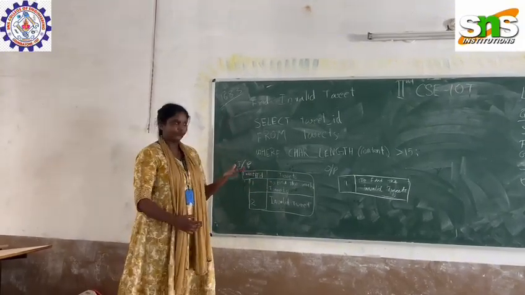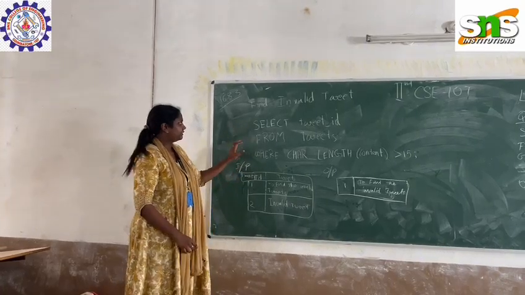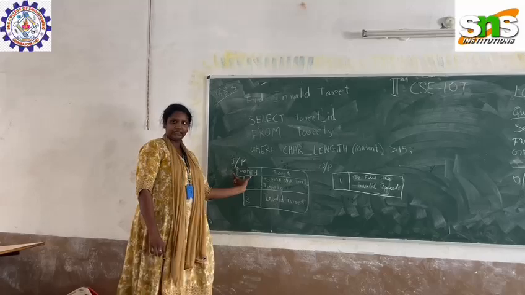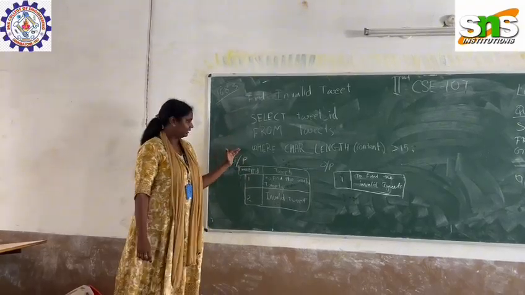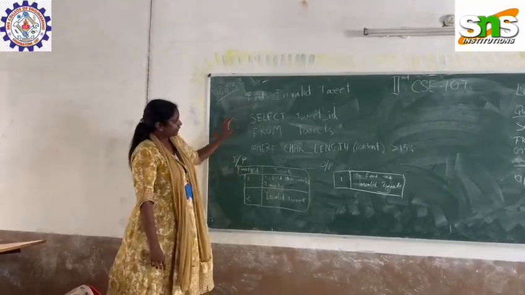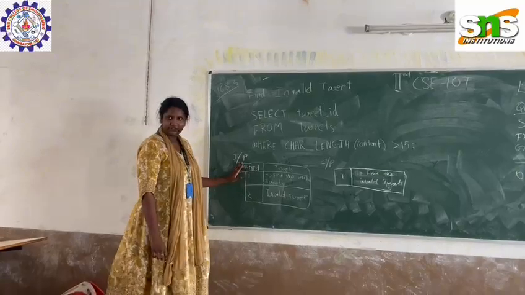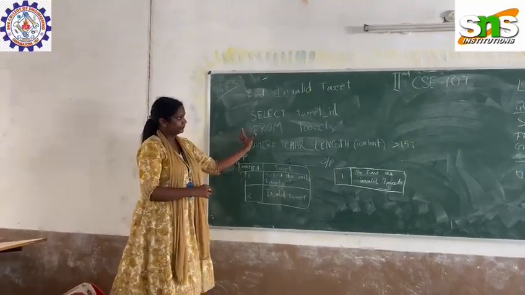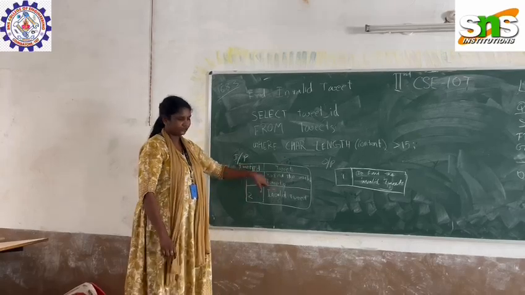And how are we going to express it in the code? Select tweet ID. I am explaining this in SQL. I am going to select the tweet ID from the input, and there we are going to get the tweet IDs from the database, from this table.